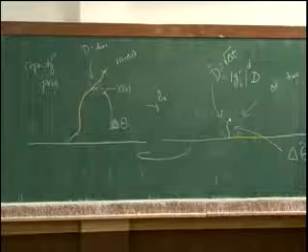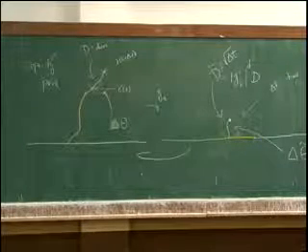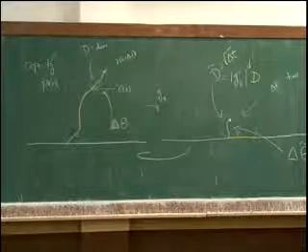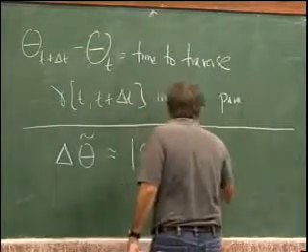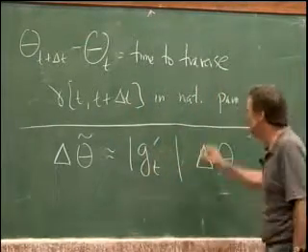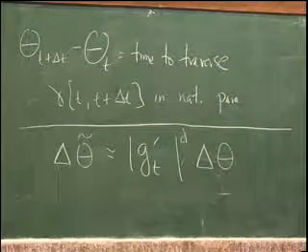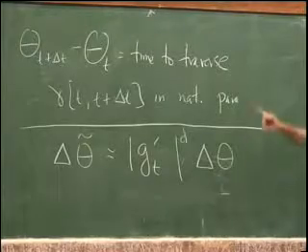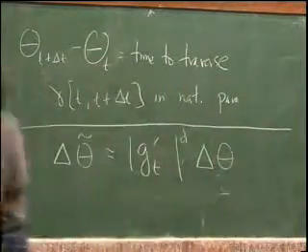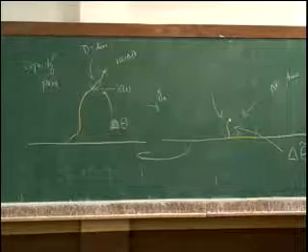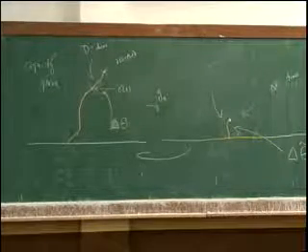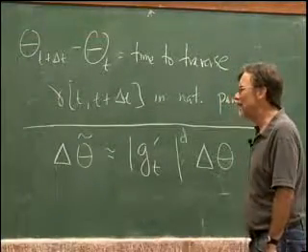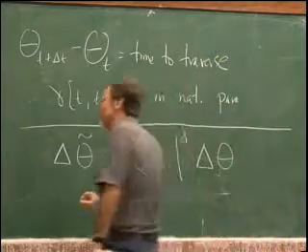And what I expect is that delta theta tilde should be like gamma t prime times delta t to the d times delta theta. That's what I meant to write. I'm sorry, I wrote the wrong thing. Okay, that's what I meant to write.